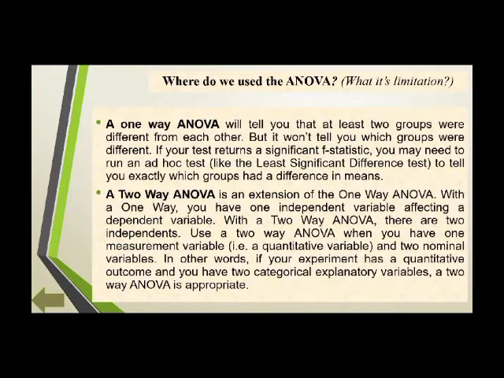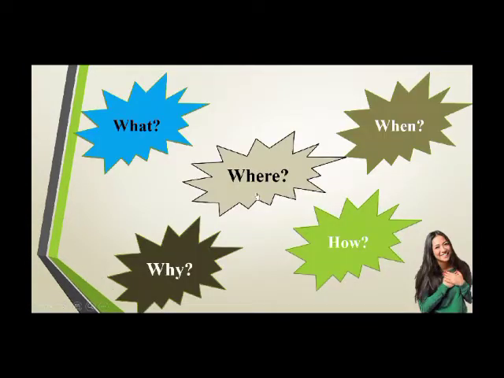A two-way ANOVA is an extension of one-way ANOVA. With one-way ANOVA, you have one independent variable affecting the dependent variable. With two-way ANOVA, there are two independent variables. Use a two-way ANOVA when you have one measurement variable, for example the quantitative variable, and two nominal variables. In other words, if your experiment has a quantitative outcome and you have two categorical explanatory variables, a two-way ANOVA is appropriate. So that is where we are going to use ANOVA.